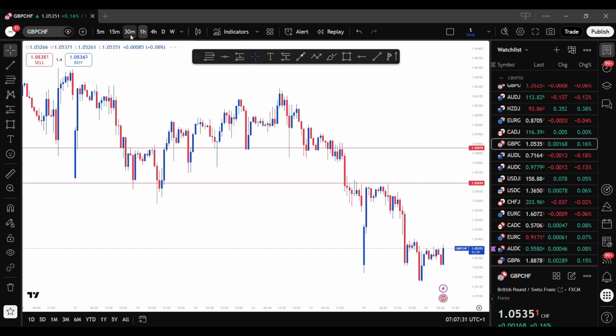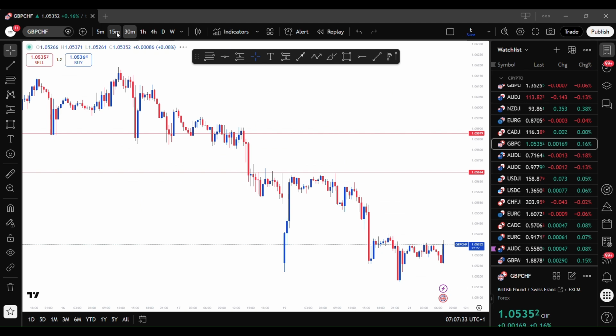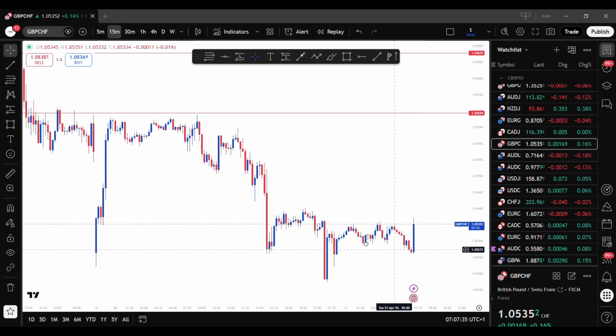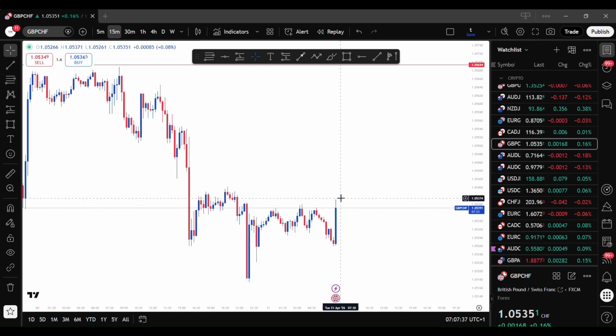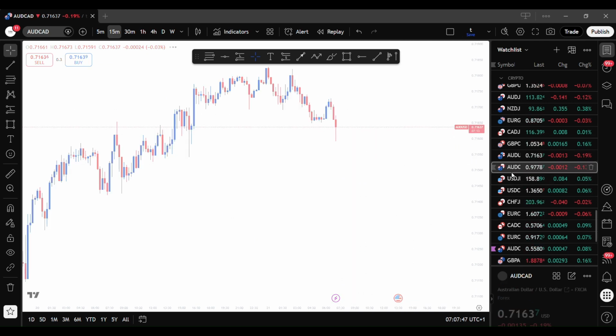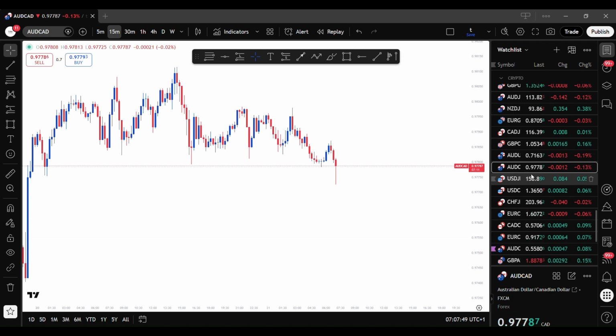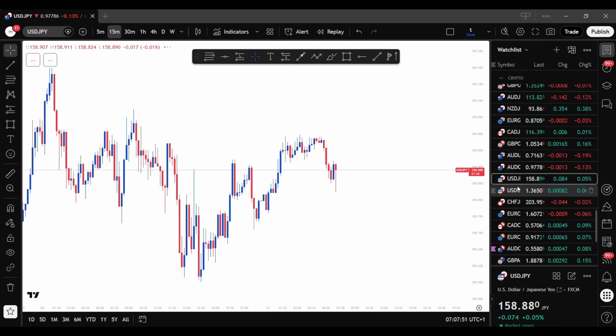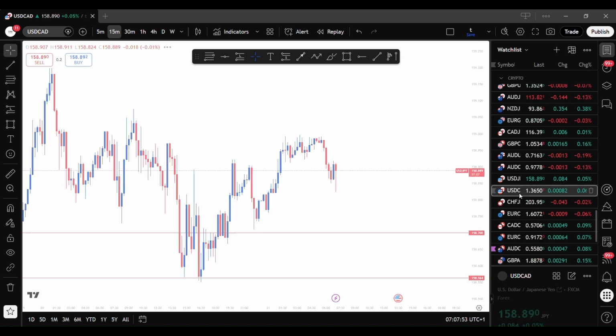So it's still going to push up. So it's trying to change structure on the 15 minute now. If this closes above and another candle closes above it again, then we're going to look for a break of structure on this and look for a buy to enter. On AUD USD, there's nothing for now. On AUD CAD, there's nothing for now as well. On USD JPY, there's no clear setup.